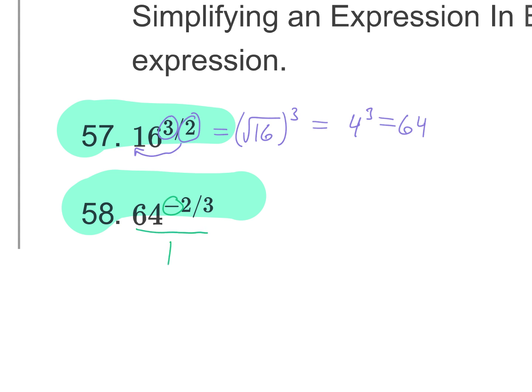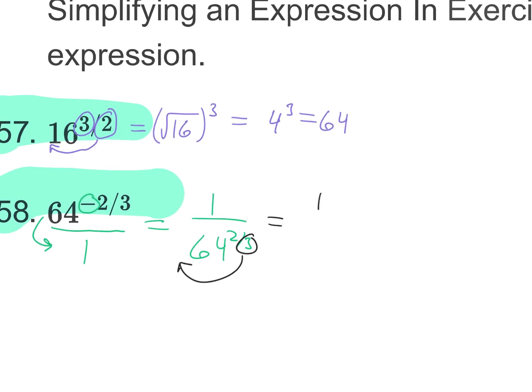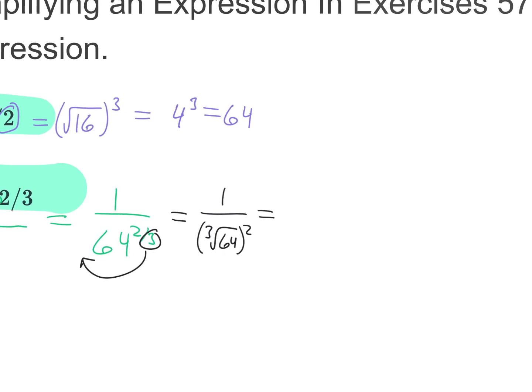So something like this, I can draw the line over 1 and then move it to the bottom. And then we end up with 1 over 64 to the 2/3. All right, and then same as before, that denominator becomes the index of my radical. So I get 1 over the cube root of 64 squared. And then the cube root of 64 is just 4, and then 4 squared is 16. So I get 1 over 16.